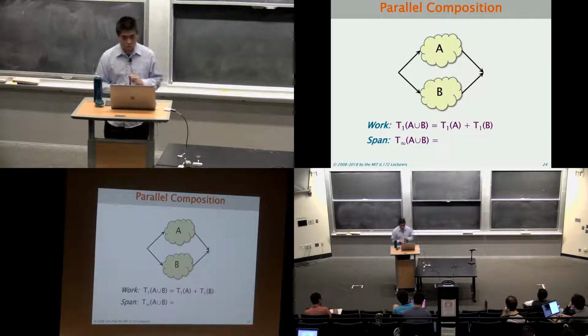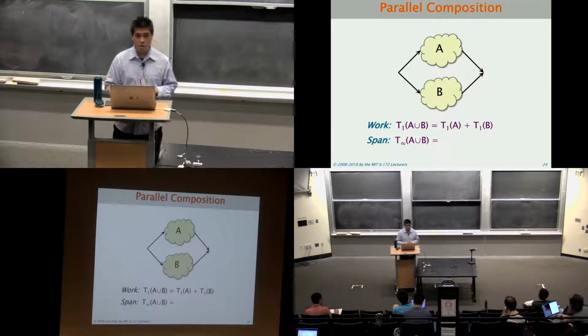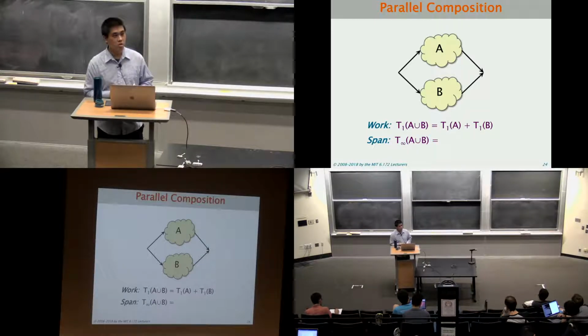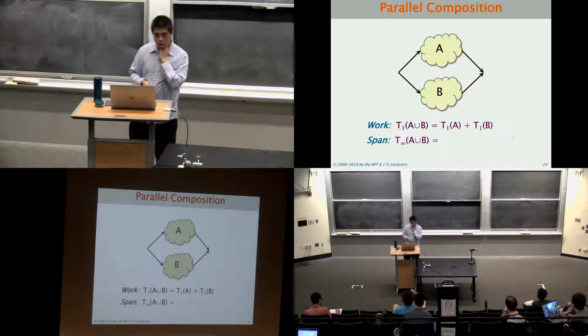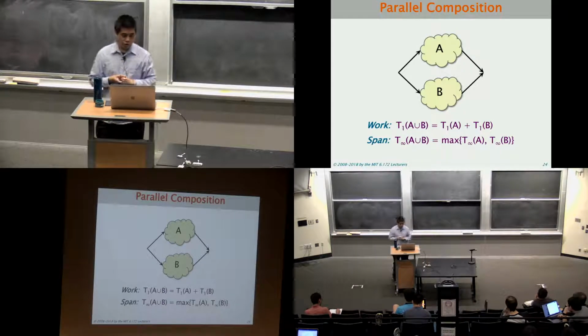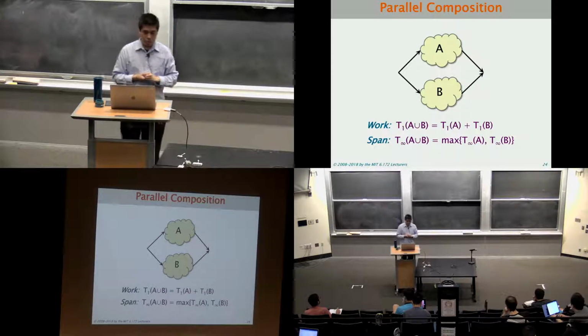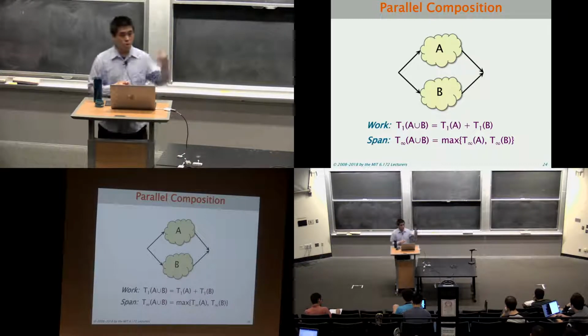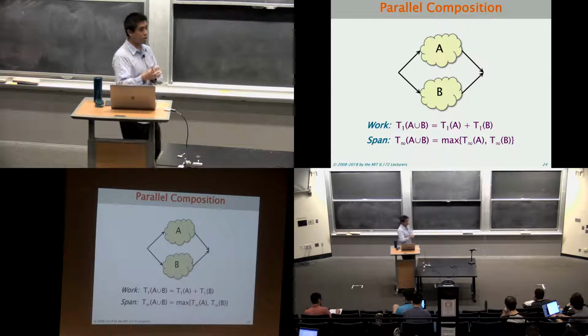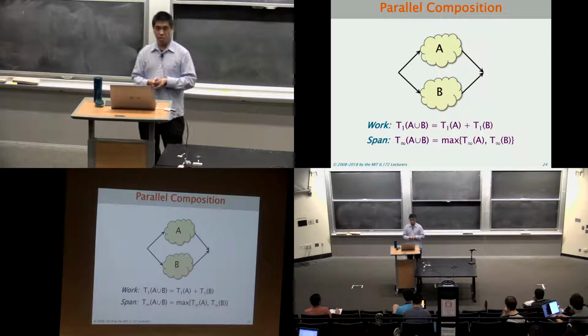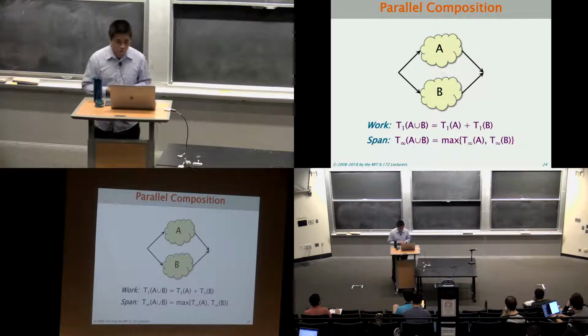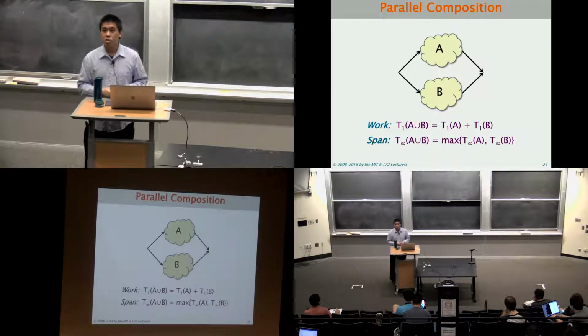What about the span? So if I know the span of A and the span of B, what's the span of the parallel composition of the two? Yeah, so the span of A union B is going to be the max of the span of A and the span of B because I'm going to be bottlenecked by the slower of the two computations. So I just take the one that has longer span, and that gives me the overall span. Any questions?